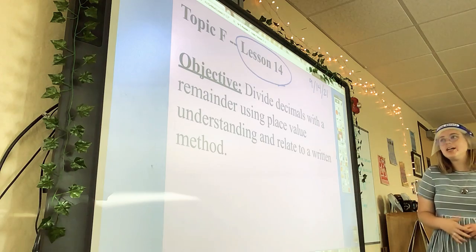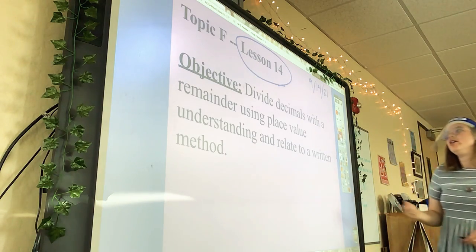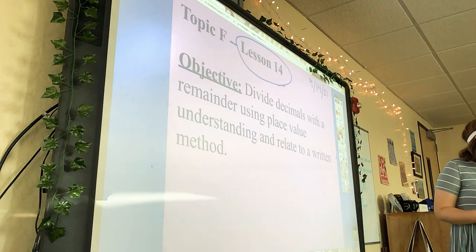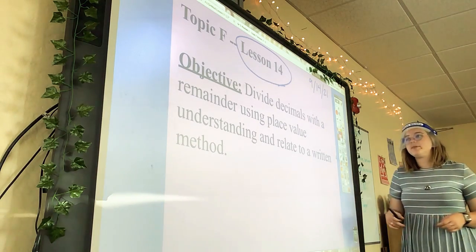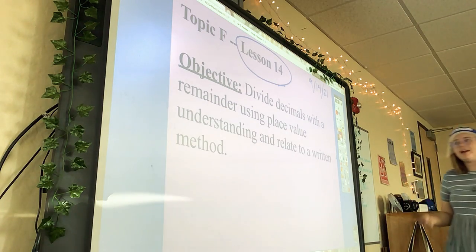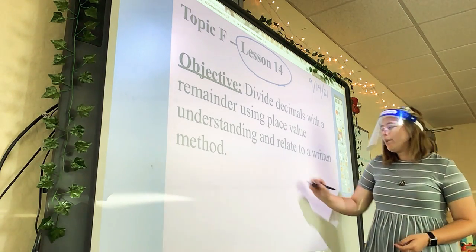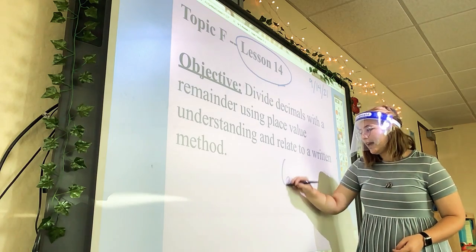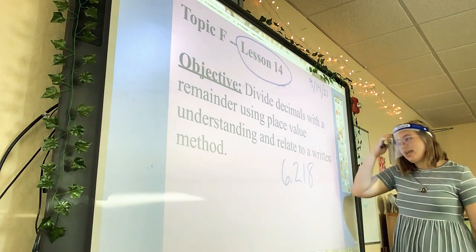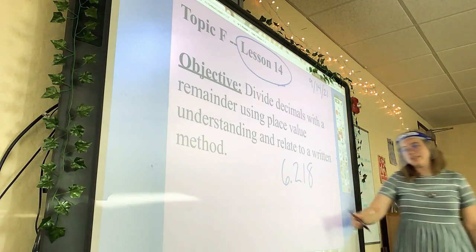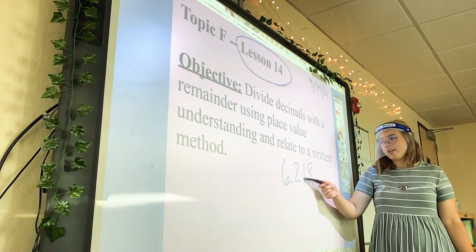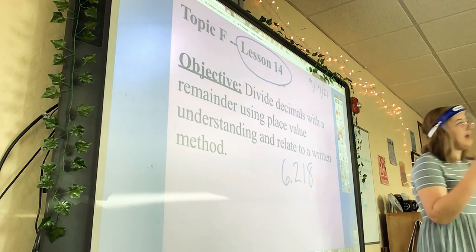But anyway, so our objective, as mentioned earlier, we're going to divide decimals with a remainder. Okay, so this morning you didn't have a remainder, but we will have a remainder today. Using place value understanding and relate to a written method. So basically we have to know when we're working with a number that looks like, so use the one from this morning, right? If we have a number that looks like that, we have to know that the 6 is in which place value? Ones. Ones, good. And then tenths, hundredths, thousandths. Like we have to still know that vocabulary.